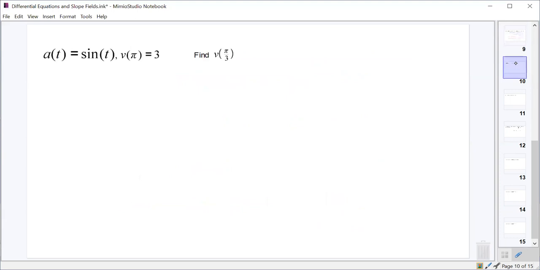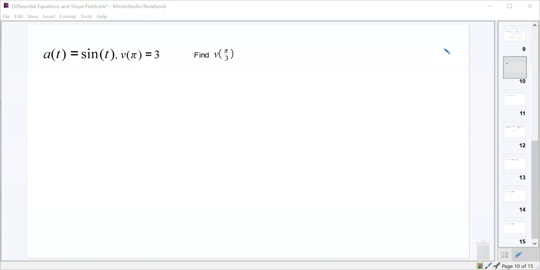Let's do another one. So if a of t is sine t and v of pi is 3, we want to find v of pi over 3. So I will give you guys a second to try and work this one on your own. Sound good? Yep. All right, cool. Ready, go.